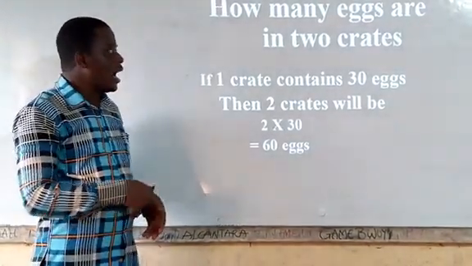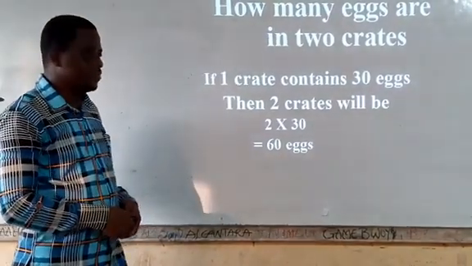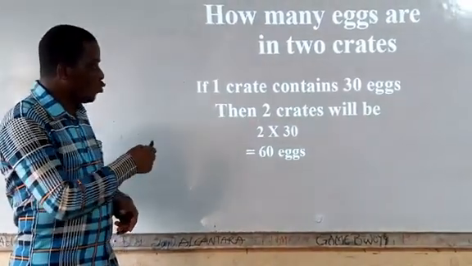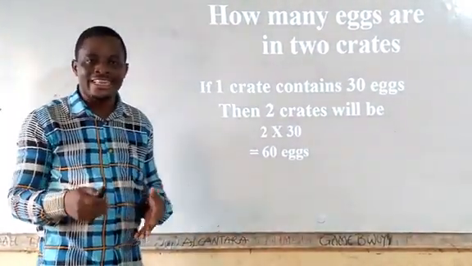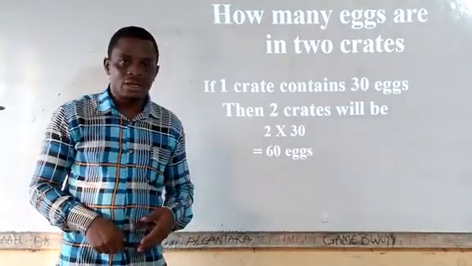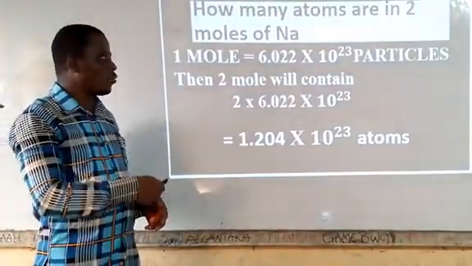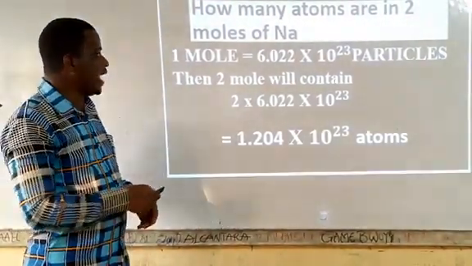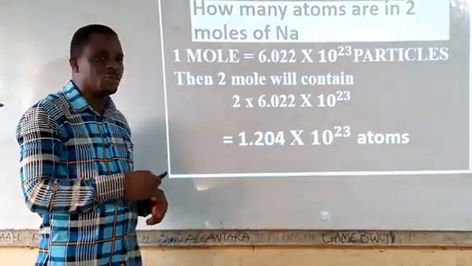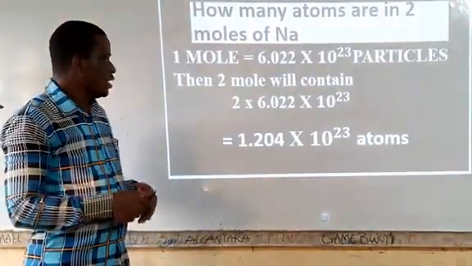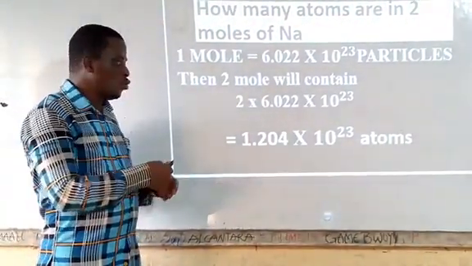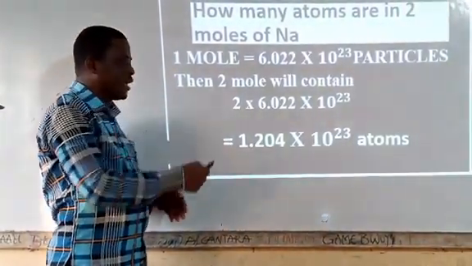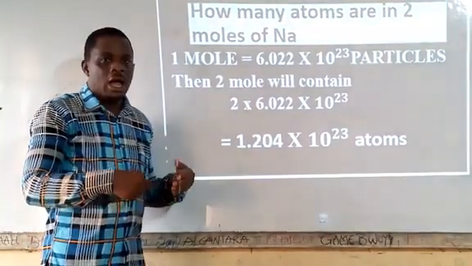Let's solve this question. How many eggs are in two crates? We know that one crate contains 30 eggs. Therefore, two crates will be 2 times 30, which will be 60 eggs. Our next question is, how many atoms are in 2 moles of sodium? We also know that 1 mole contains 6.022 times 10^23 particles. Then, 2 moles will contain 2 times Avogadro's number. And we are going to get 1.204 times 10^24 atoms.